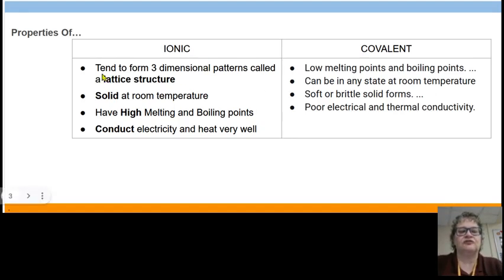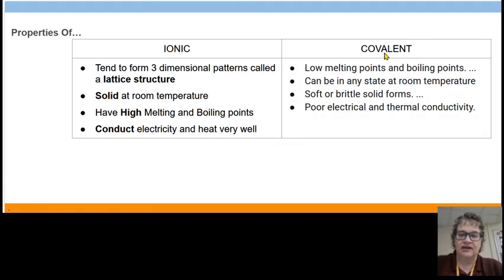Properties of ionic compounds: they tend to form three-dimensional patterns and have a lattice structure. They tend to be solid at room temperature. They have a high melting and boiling point, and they conduct electricity and heat very well.